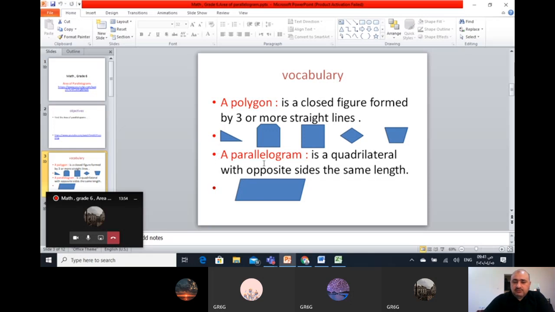Now, what is the meaning of parallelogram? Is a quadrilateral with opposite sides the same length. This figure is parallelogram. As you see here, we have 4 sides. So parallelogram is a quadrilateral because has 4 sides. Each two opposite sides are equal and parallel, like this side and this side, and this side and this side.